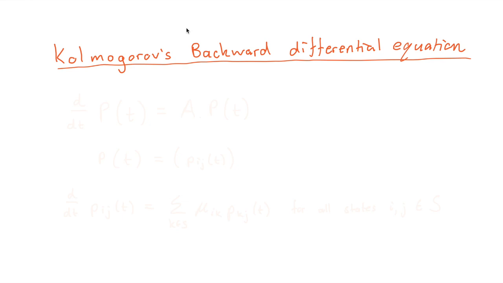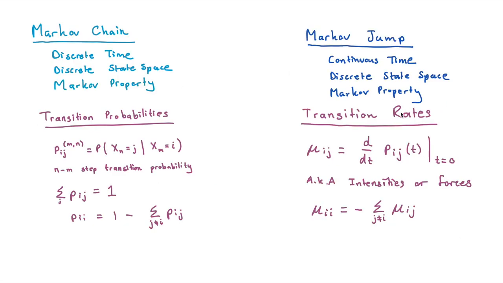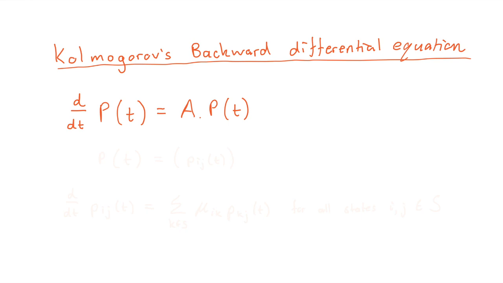So earlier we've spoken about his forward differential equation, now we're looking at the backwards differential equation. It's given by this statement here, saying the derivative of the transitional matrix is equal to the generator matrix times the transitional matrix. If you want to know what those matrices are, we spoke about it in the previous video. This is your transitional matrix, this is your generator matrix, and the big idea was that your transitional rates are the derivatives of your transitional probabilities. So using that theory, let's look at Kolmogorov's backward differential equation.